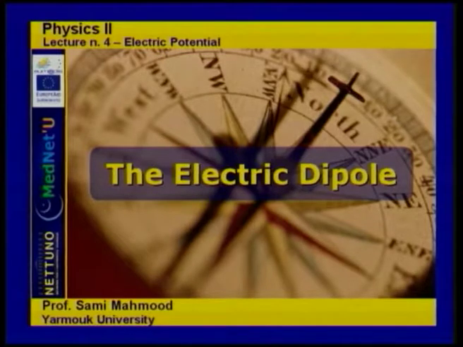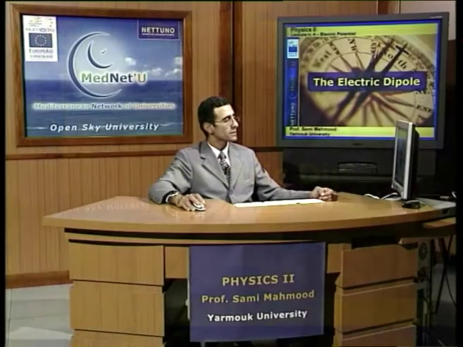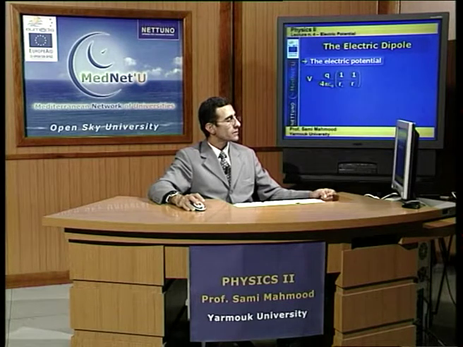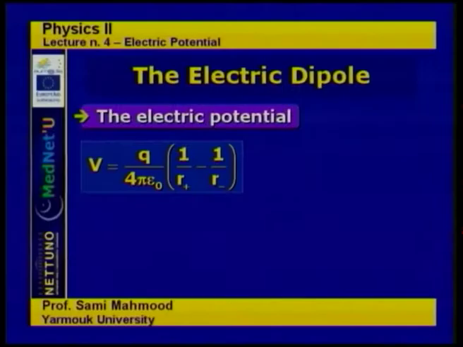One of the simple and important charge distributions is the electric dipole. And let's consider the electric dipole problem. For the electric dipole, the electric potential is simply Q over 4 pi epsilon naught times 1 over R plus minus 1 over R minus. The first term is coming from the positive charge, and the second term is coming from the negative charge. So we have two charges, and we add up their contributions.